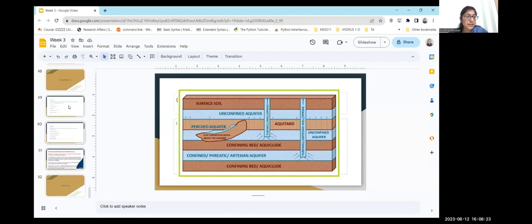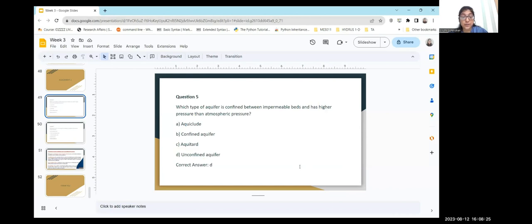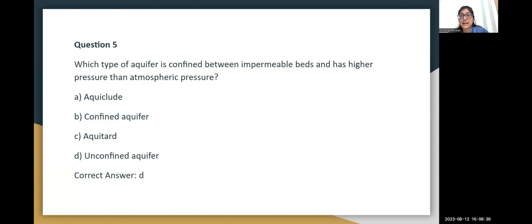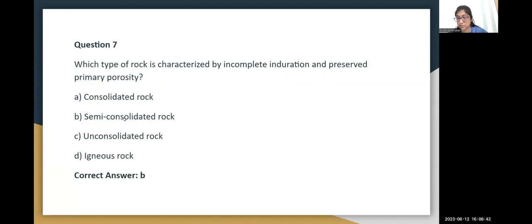It is the confined aquifer that has got. Oh, sorry, the answer is wrong here. Oh my God. Confined aquifer has higher pressure than atmospheric pressure, not unconfined aquifer. The option is B over here. I'm sorry.